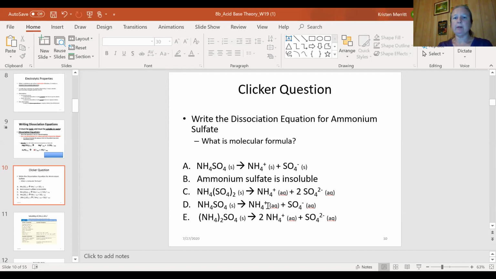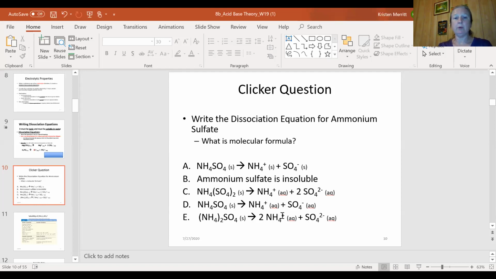Here, your charges are balanced, except that sulfate doesn't have a -1 charge. Sulfate has a -2. So the answer is this one. You're keeping your stoichiometry correct. 2 ammonium ions, 1 sulfate, right? Here's 2 ammoniums, here's 1 sulfate.